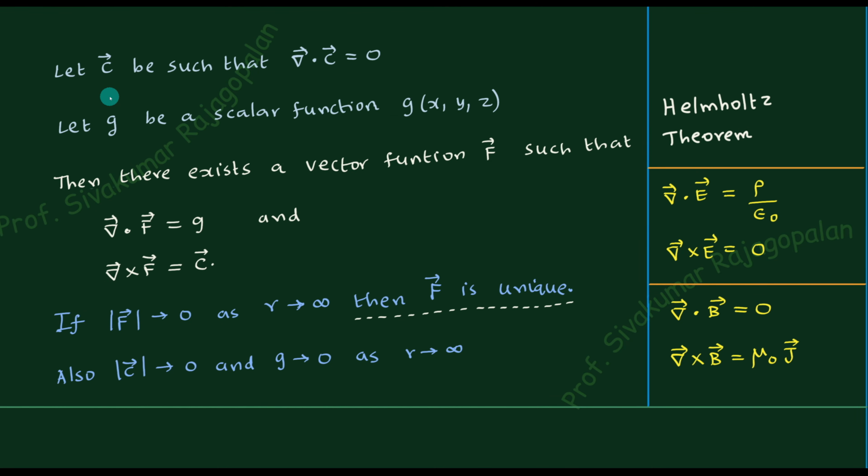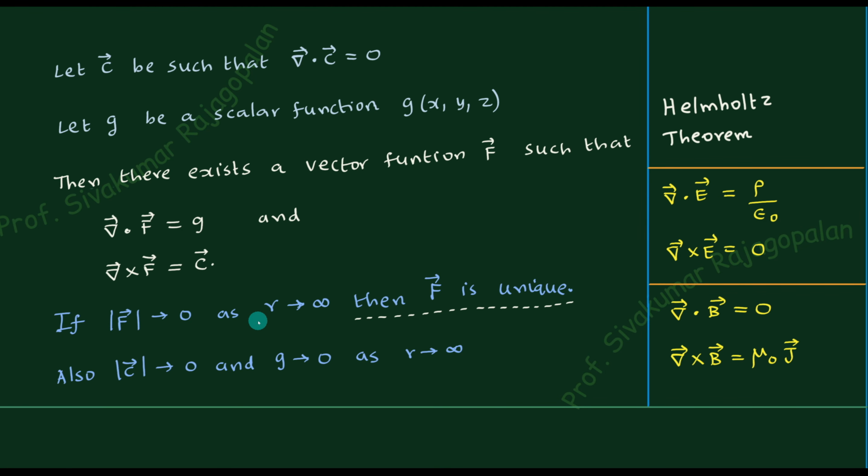What is already there with you is the scalar function g, and you also have a vector valued function, capital C vector. These two things are available. What is not available is the F vector. Can you find it? That is the question. The answer is yes, it is possible to find.